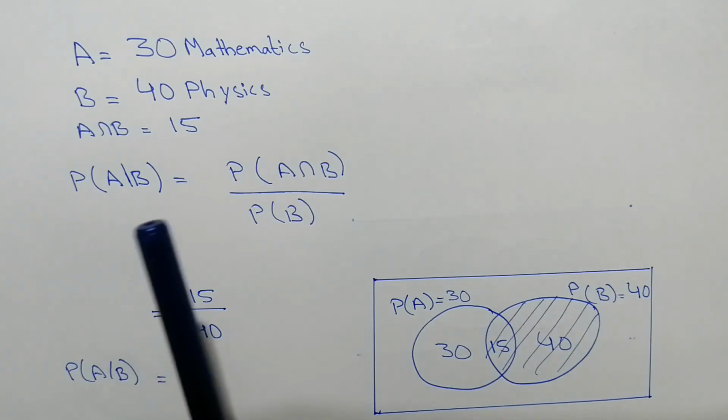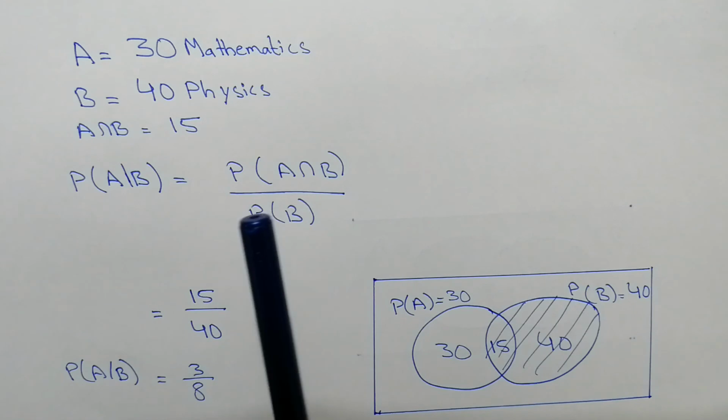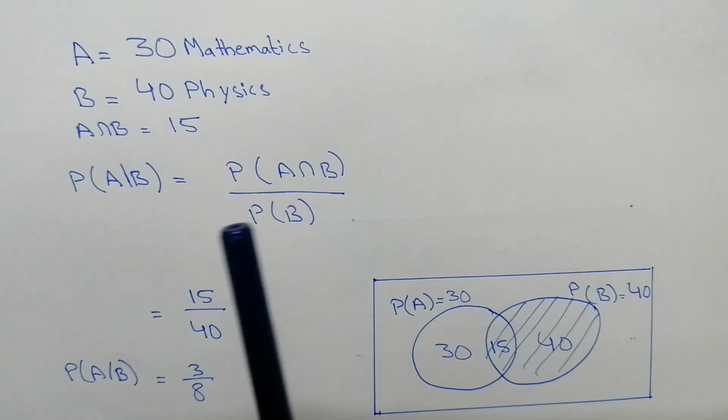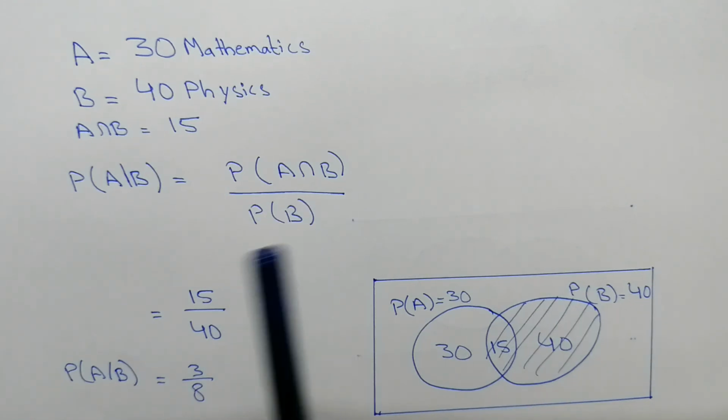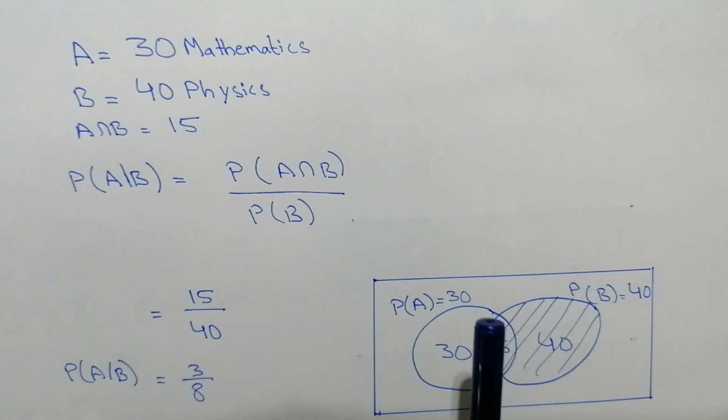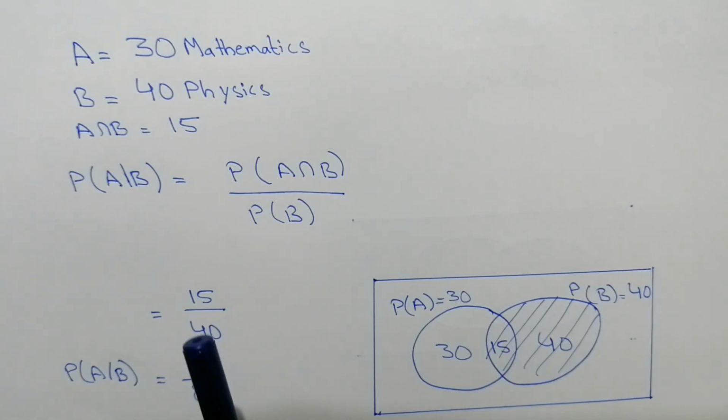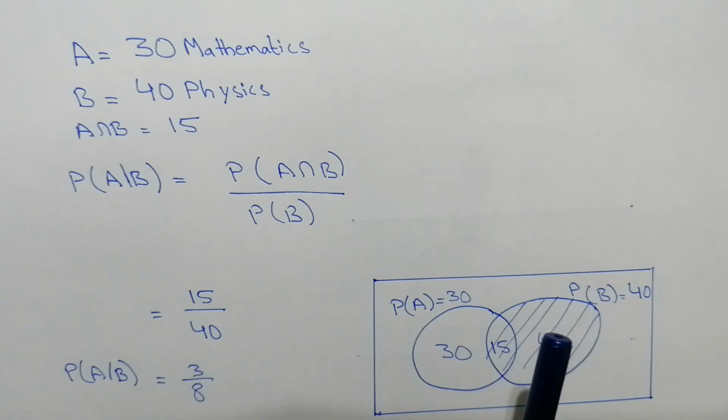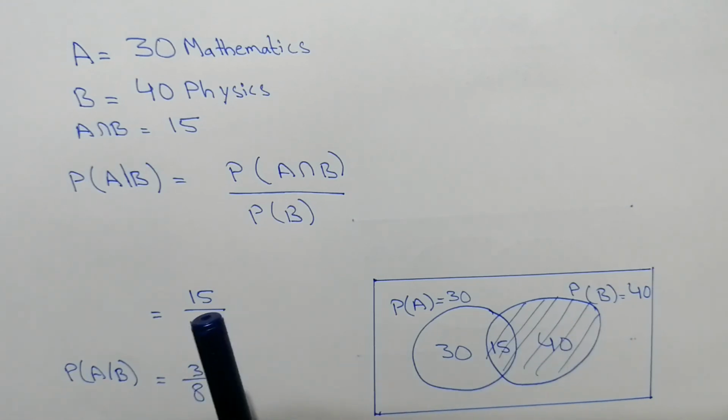So the probability of A given B is equal to the probability of A intersection B divided by the probability of B. We know that the intersection is 15. So 15 divided by all those students who like physics. So 15 students like both physics and mathematics among all those students who like physics. So the probability of A given B will be 3 divided by 8.